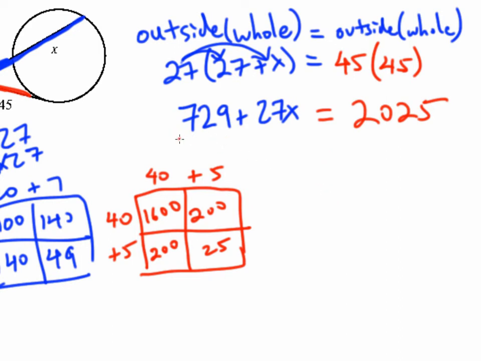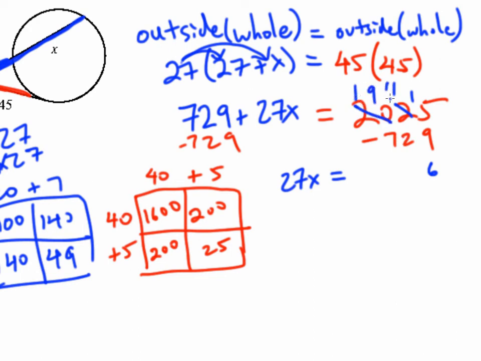So let's subtract 729 from both sides. So we get 27x equals 2025 minus 729. 15 minus 9 is 6. 1 tens minus 2 tens can't do it, so let's borrow and turn this into 11. 11 minus 2 is 9. 19 minus 7 is 12. So 1296 equals 27x. Divide both sides by 27.